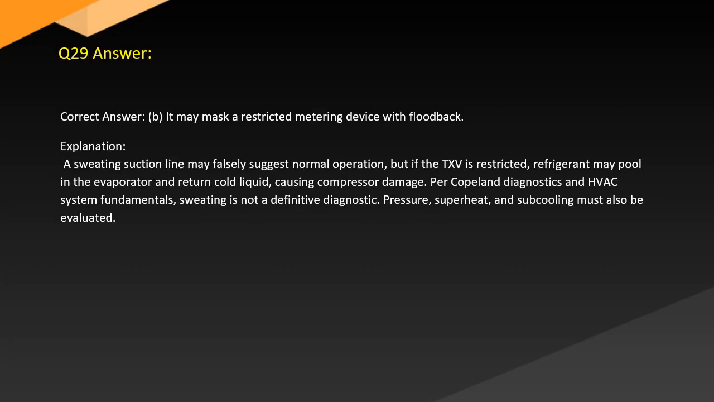Answer. Correct answer: B. It may mask a restricted metering device with floodback. Explanation. A sweating suction line may falsely suggest normal operation, but if the TXV is restricted, refrigerant may pool in the evaporator and return cold liquid, causing compressor damage. Per Copeland Diagnostics and HVAC System Fundamentals, sweating is not the definitive diagnostic. Pressure, superheat, and subcooling must also be evaluated.